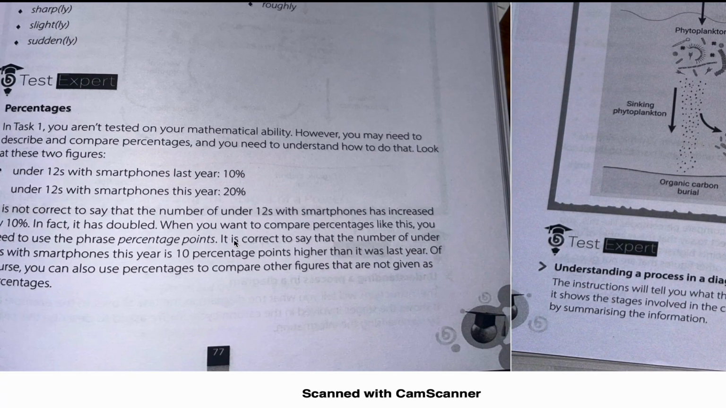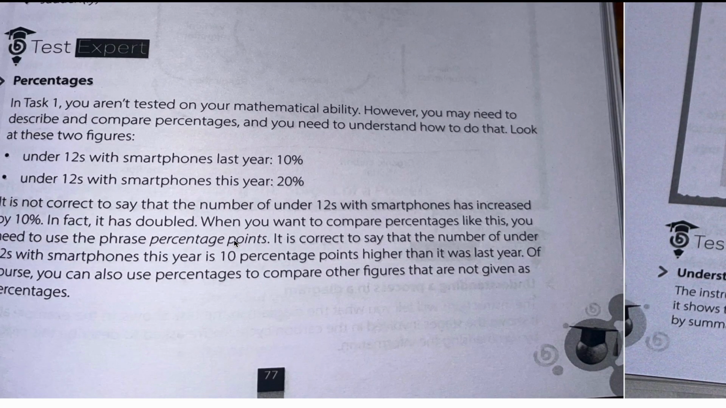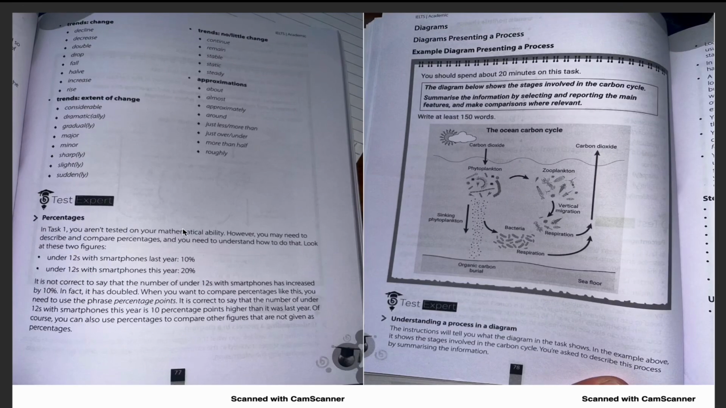Okay, and then we have the percentage. In Task 1 you aren't tested on your mathematical ability, however you may need to describe and compare percentages, right? So under 12s with smartphones last year were 10% and this year they are 20%. It is not correct to say that the number has increased by 10%. In fact, it has doubled, right? So don't say that it has increased by 10%. You have to say that it has doubled. So you have to use these kinds of sentences.